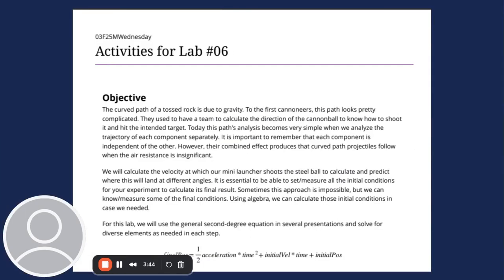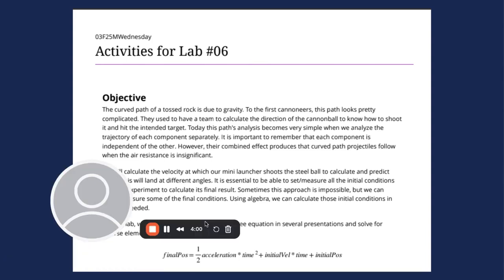So now we have to find our data. For the activities for lab number 6, we will use the general second-degree equation in several forms and solve for diverse elements as needed in each step. For example, as you can see, our final position equals 1/2 times the acceleration times the time squared, plus the initial velocity times the time, plus the initial position.